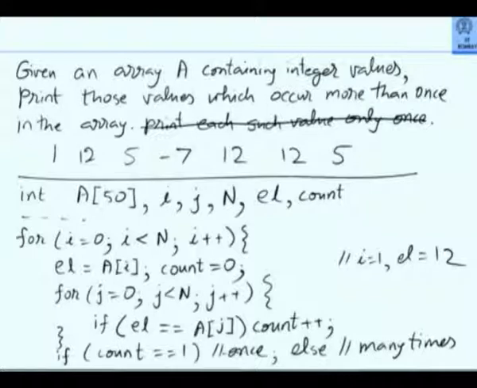Suppose I said, you take the values which occur uniquely and find their sum. That means, in this given problem, I want to find the sum of 1 and minus 7. Because 1 is unique, minus 7 is unique. What can I do? First I define sum equal to 0 outside somewhere. Now I do the same logic. If count equal 1, sum is equal to sum plus EL, that element.